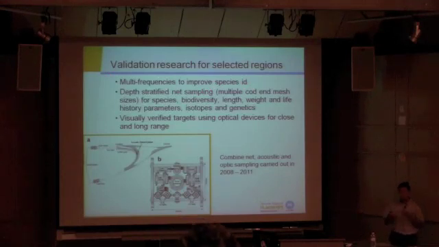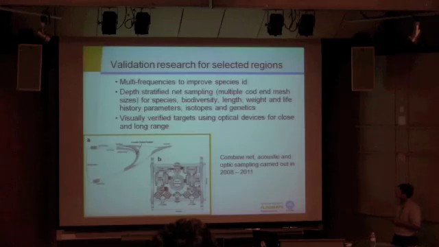We want these depth stratified netting, not just for the species, but also for the biodiversity. A lot of the length, weight, life history parameters of the organisms, their isotopes and genetics. So we've had a program involved that's been collecting that data and we're just working through it. And very importantly for acoustics is this visual verification. I think that's the key for us to understand the reflectance of these organisms.